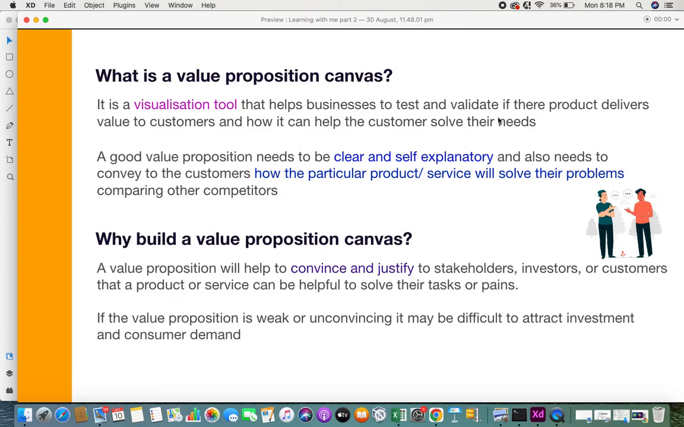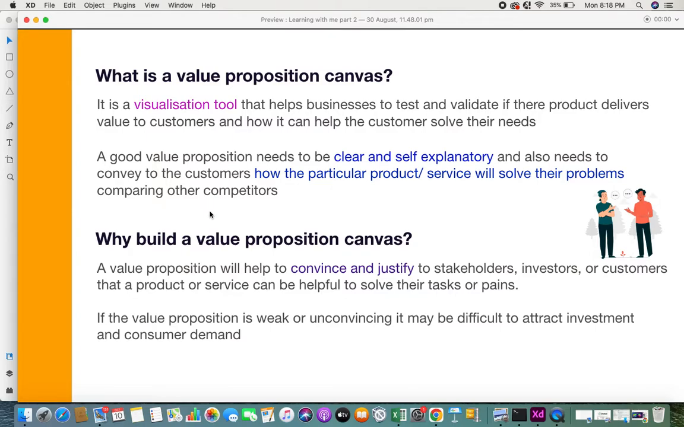A good value proposition canvas needs to be clear and self-explanatory, and also needs to convey to customers how the particular product or service will solve their problems compared to other competitors. This is really simple. All you have to do is say: tell me your problems and I'll tell you how my product or solution will relieve you of whatever pains you're facing or help you ease the processes that you find a little manual or tedious.